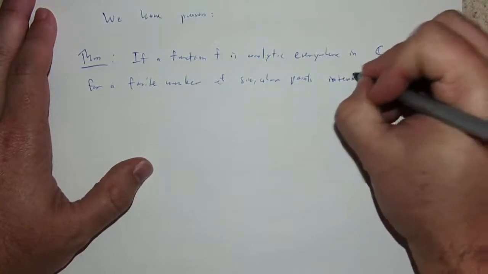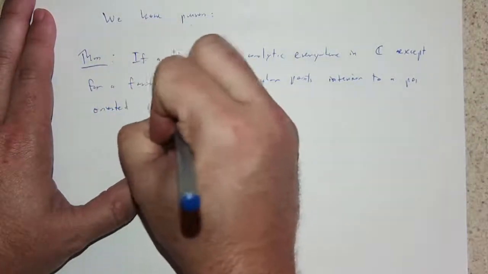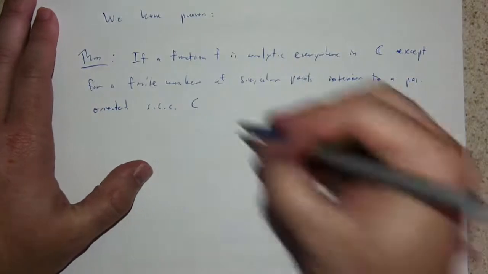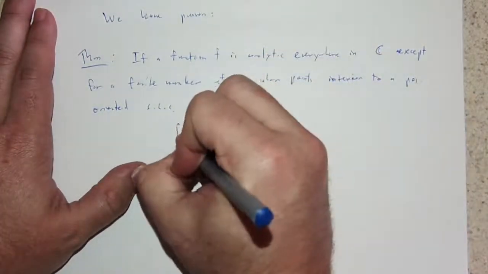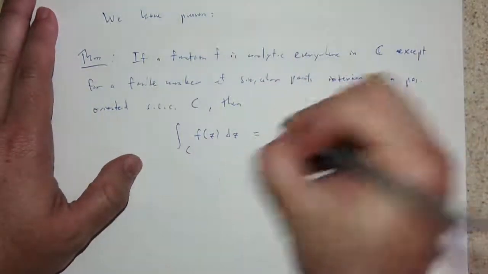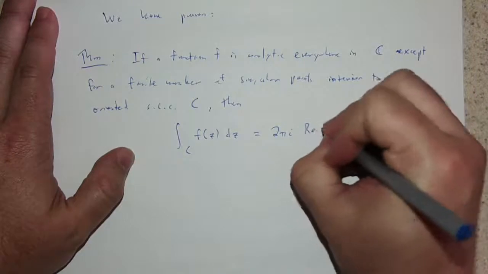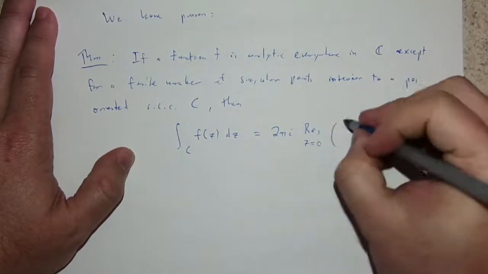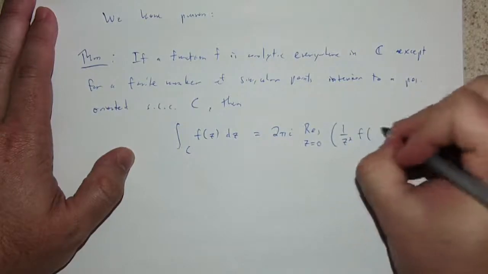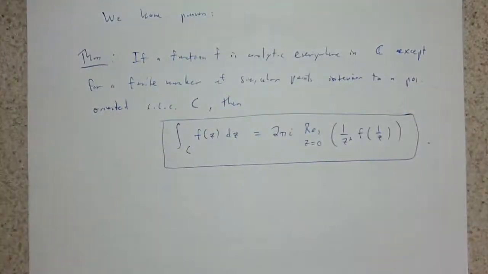So interior to a positively oriented simple closed contour C, then an alternative way of computing the contour integral over C of f is 2 pi i times the residue at 0 of 1 over z squared f of 1 over z. This is an alternative to the residue theorem, if you like.